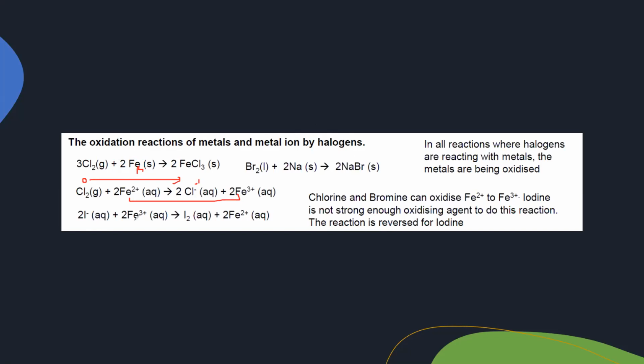Same thing when iodine is reacting with iron(III) ion, the iron(III) ion changes to iron(II) ion, so this is reduction, and for iodide ion it is oxidation. So both chlorine and bromine can oxidize iron(II) to iron(III), and iodine is not a strong oxidizing agent. So what is the reason? When you check, the oxidizing agent by itself is reduced, and reduction is a gain of electron.